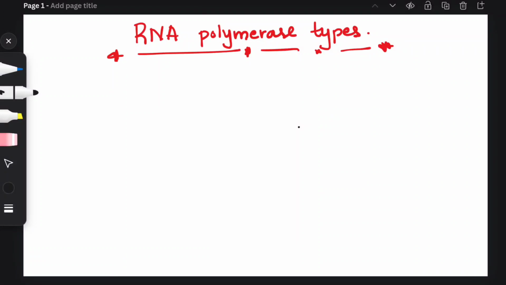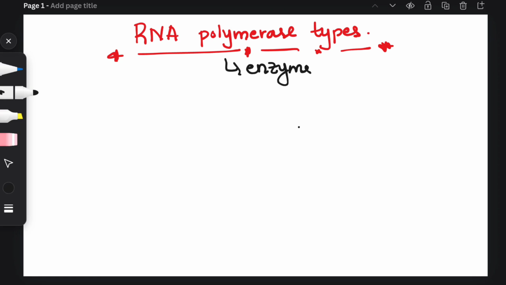Now I will be discussing the RNA polymerase types. Before going ahead with the types of RNA polymerase, we should have an idea about what RNA polymerase is. RNA polymerase is an enzyme. So what are enzymes? They are made up of polypeptide chains. It is basically a protein.